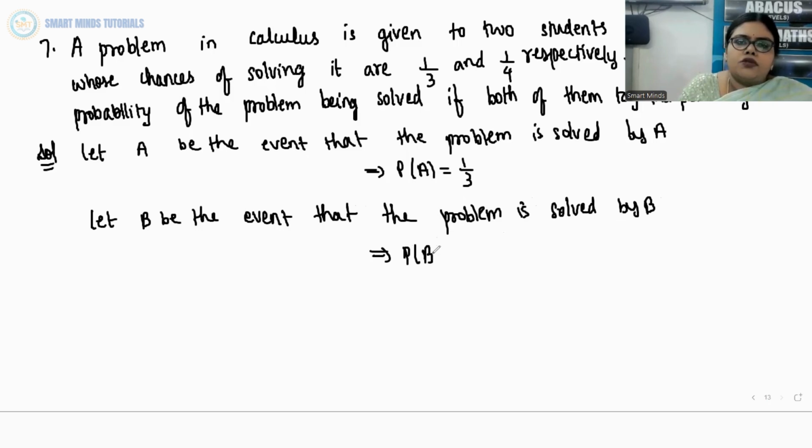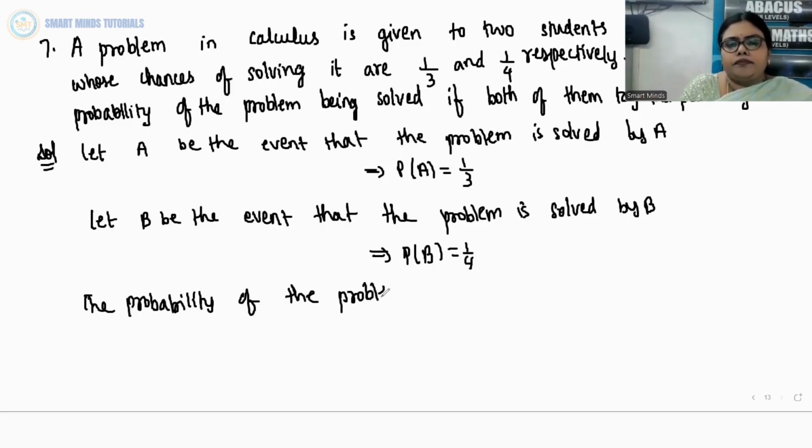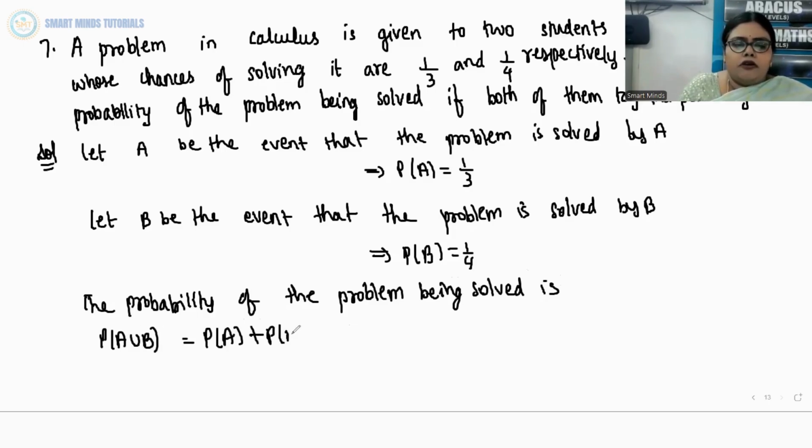So P of B is 1 by 4. Now what is the probability of the problem being solved? When can you say that a problem is solved? If either A solves it or B solves it. So that is P of A union B. P of A union B is P of A plus P of B minus P of A intersection B. This is by addition theorem.